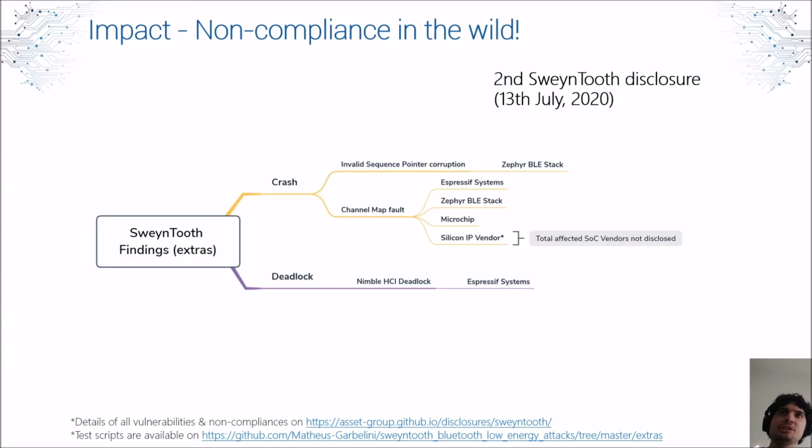Now, this was the second batch that we released, so a few more devices were affected, but the vulnerabilities were less serious because it was mostly a crash and a deadlock that we found on some other vendors. But particularly, the silicon vendor reported that some of its clients were affected by the disclosure.